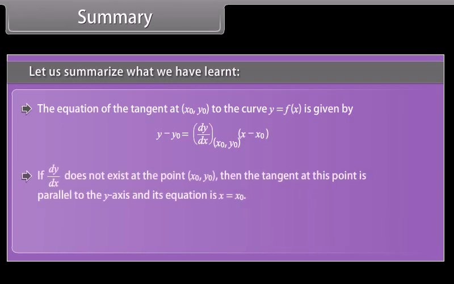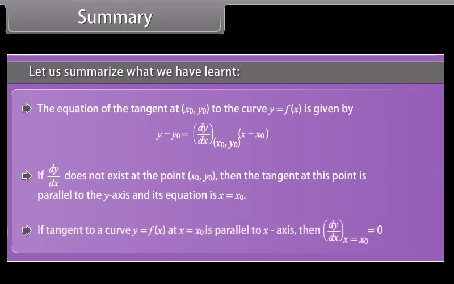If dy/dx does not exist at the point (x0, y0), then the tangent at this point is parallel to the y-axis and its equation is x = x0. If the tangent to a curve y = f(x) at x = x0 is parallel to the x-axis, then dy/dx at x = x0 is equal to 0.